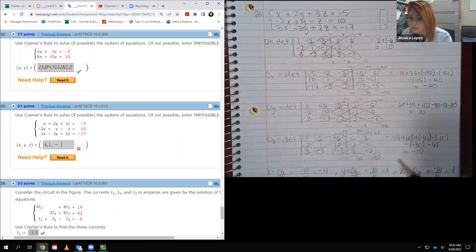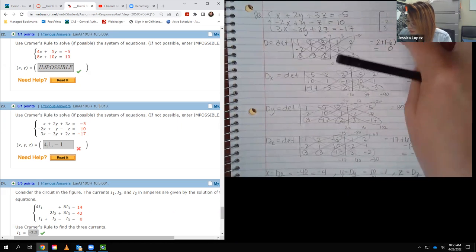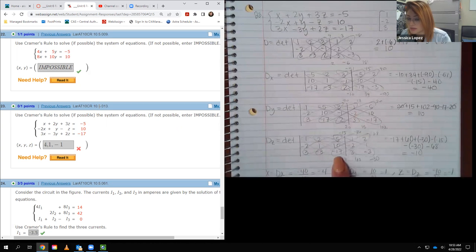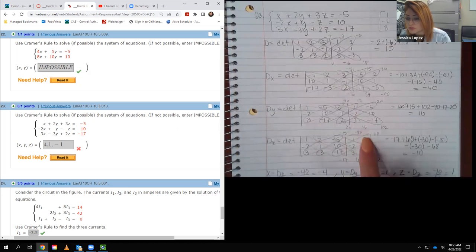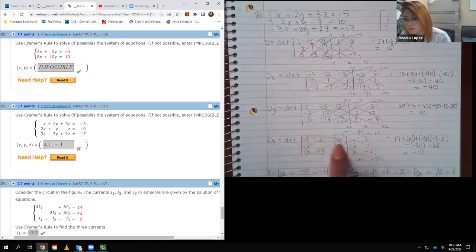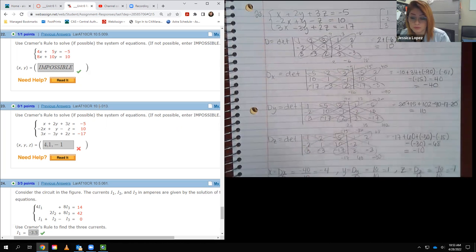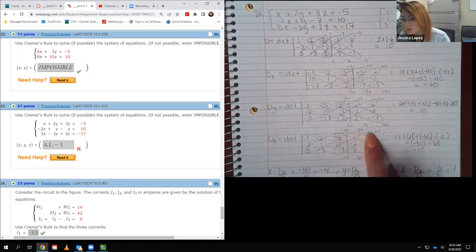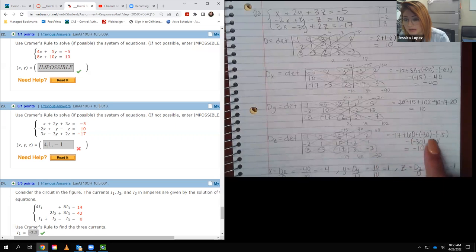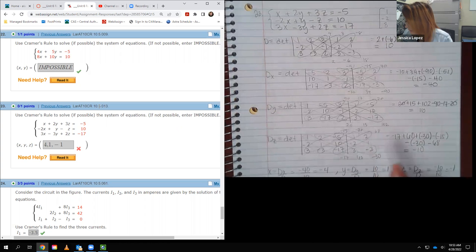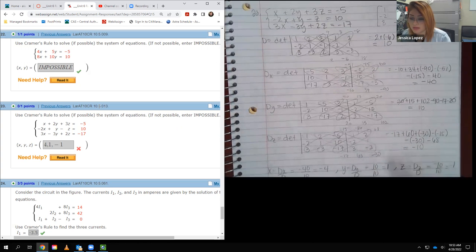For dz, we're doing the same thing. The x column and the y column will remain the same as they were, but the z column will then turn into the constants. So you rewrite the first two columns, you do the downward triples, then you do the upward triples, and I mean triple product, right? You're multiplying three different terms. And so then all the downwards you add, and then all the upwards you're going to be subtracting. So it's minus negative 15, minus negative 30, and minus 68. And then after all that computation, I did end up with negative 10.